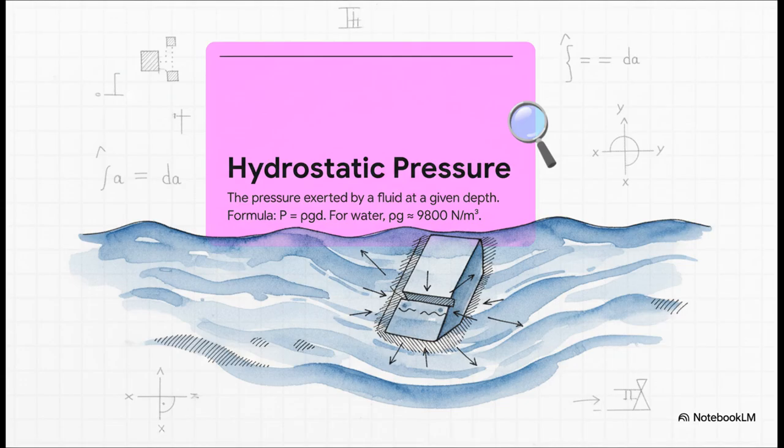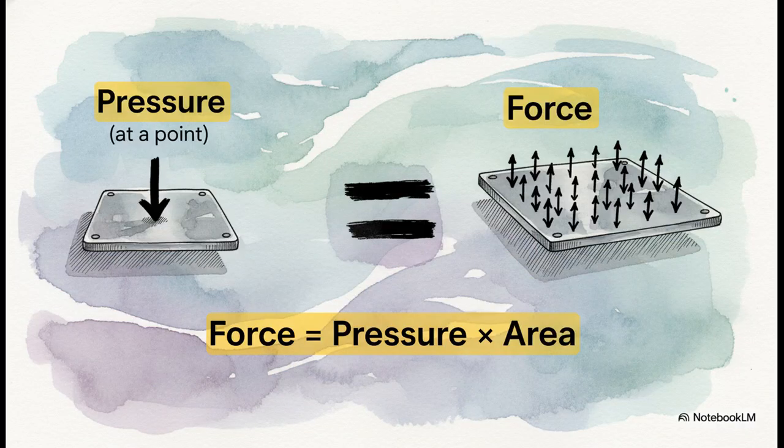The formula you see here, P equals rho g d, tells us exactly how. It's just the fluid's density times gravity times the depth. Now for water, that density times gravity part works out to be about 9,800. You're going to want to just lock that number away in your brain. It's super useful. But, and this is a really important distinction, pressure is not force.